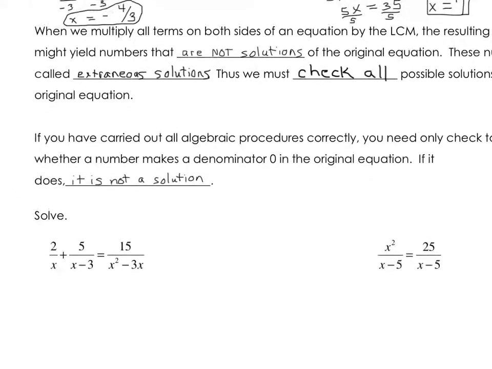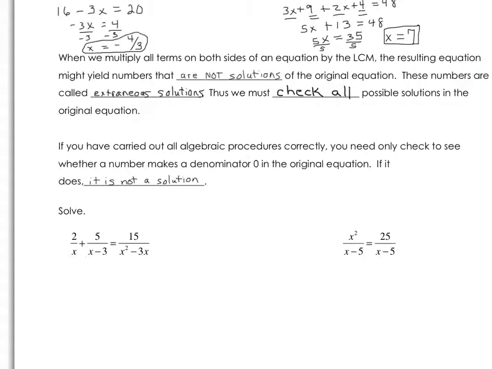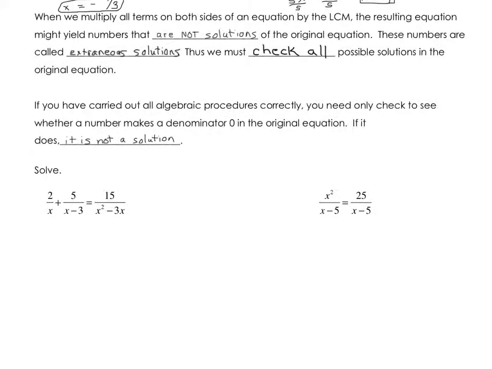When we multiply all terms on both sides of the equation by the least common multiple, the resulting equation might yield numbers that are not solutions of the original equation. These numbers are called extraneous solutions. Thus, we must check all possible solutions in the original equation. If you have carried out algebraic procedures correctly, you need only check to see whether or not a number makes the denominator 0 in the original equation. If it does make the denominator 0, it is not a solution.